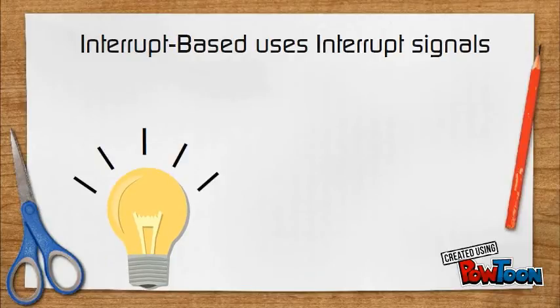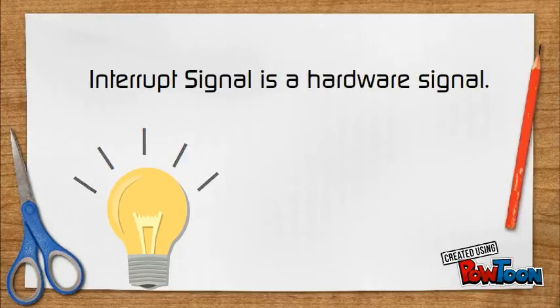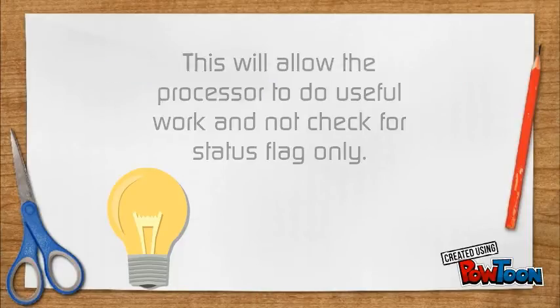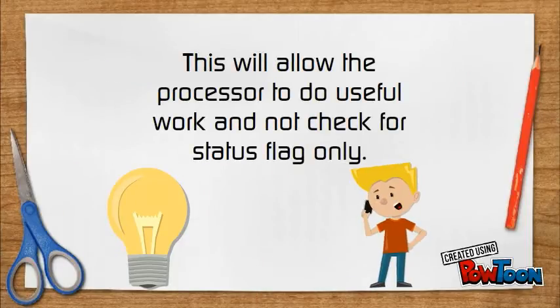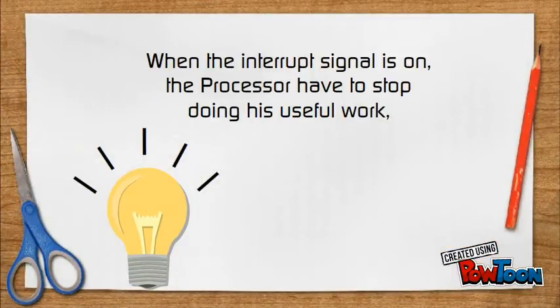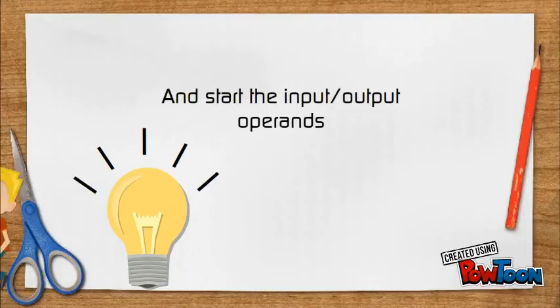Interrupt-based uses interrupt signals, which are hardware signals. The signal will be off when there is no input-output required. This will allow the processor to do useful work and not only check for the status flag. When the interrupt signal is on, the processor has to stop doing his useful work and start the input-output operations.